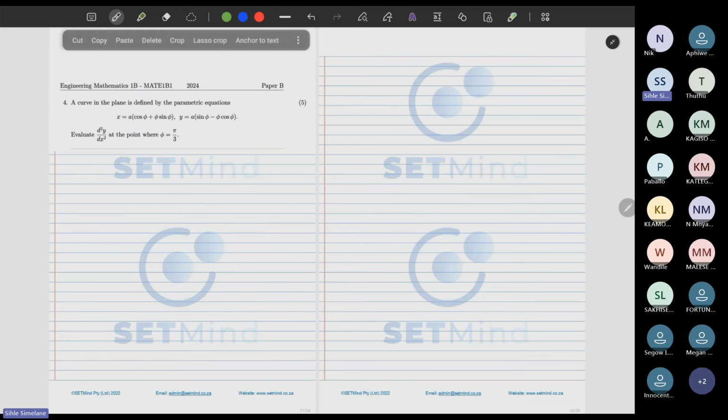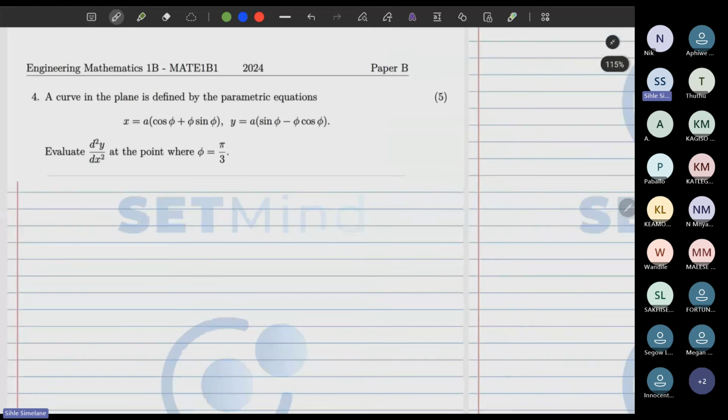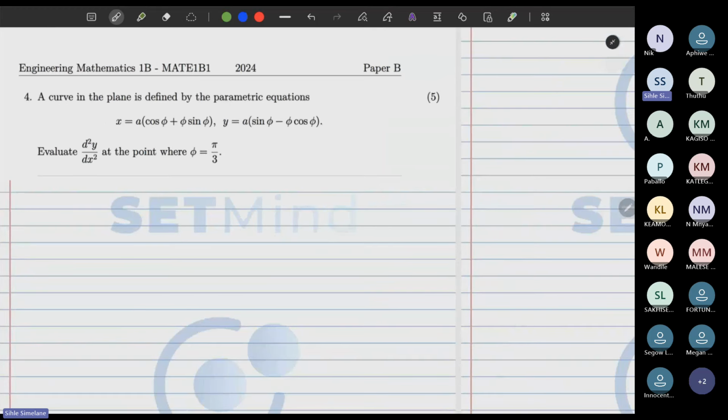Okay, here's the question. Let's get to this one, guys. We have a curve in a plane defined by the parametric equations, x and y in this fashion, and we are required to find the second derivative at the point where that angle alpha is pi over 3. What do you guys think we should do for this problem? Anyone who remembers how we work out such?